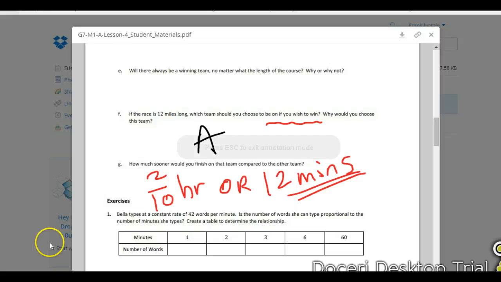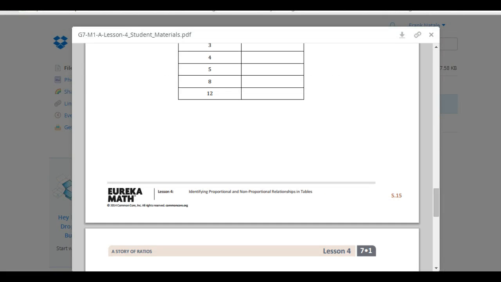On my sheet here, I have a different set of student materials. There are some exercises which are really interesting to do, but I think I'll leave those for classroom time because you don't have them in your booklet, in your binder. So go ahead and do the problem set and the exit ticket for this lesson 4. And come back soon for lesson 5.